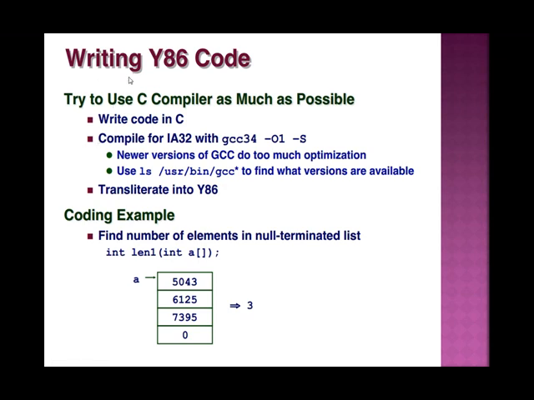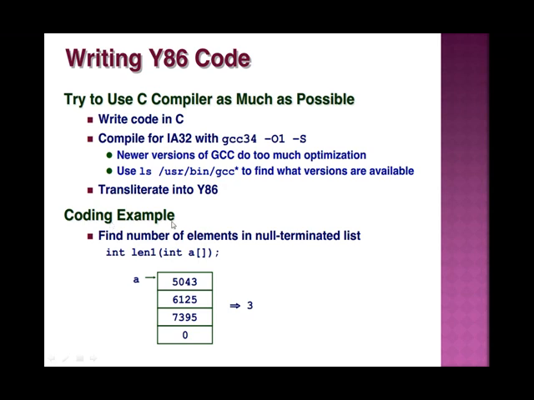That is, first of all, write the code in C, then compile for IA32, since newer versions are used for optimization, then use ls, usr, bin, GCC to find what versions are available, and then translate it into Y86. So first of all, write the code, compile the code, and then translate into the Y86 instructions. So these are the multiple steps. First write, then compile, then translate into the Y86 instructions.